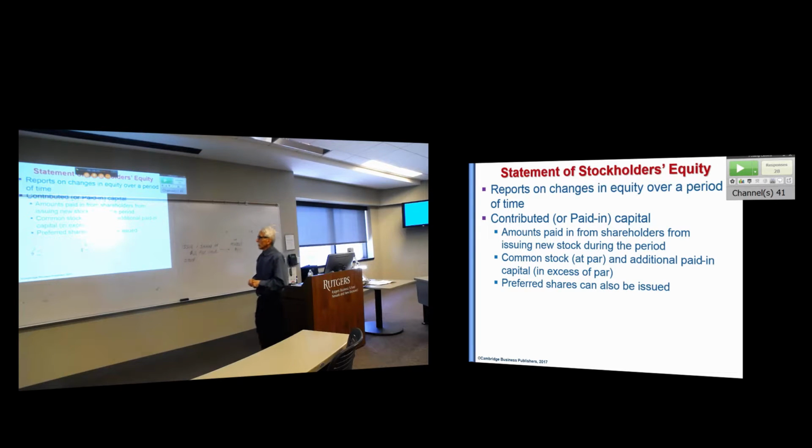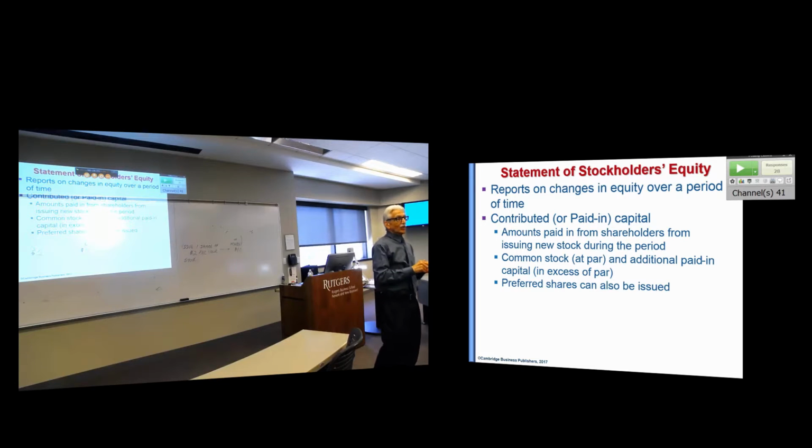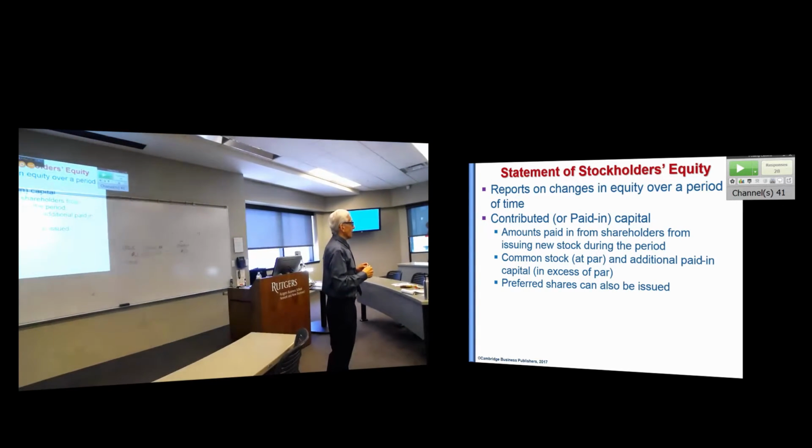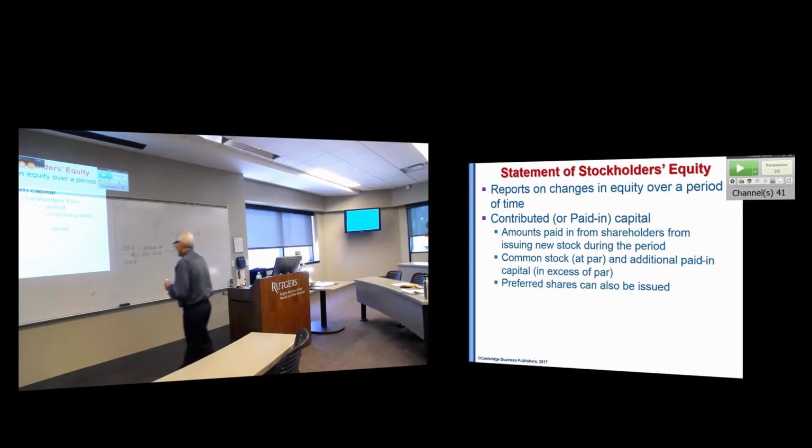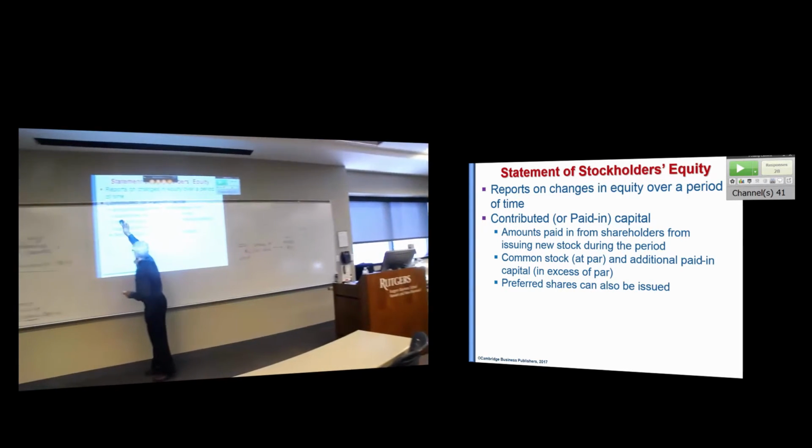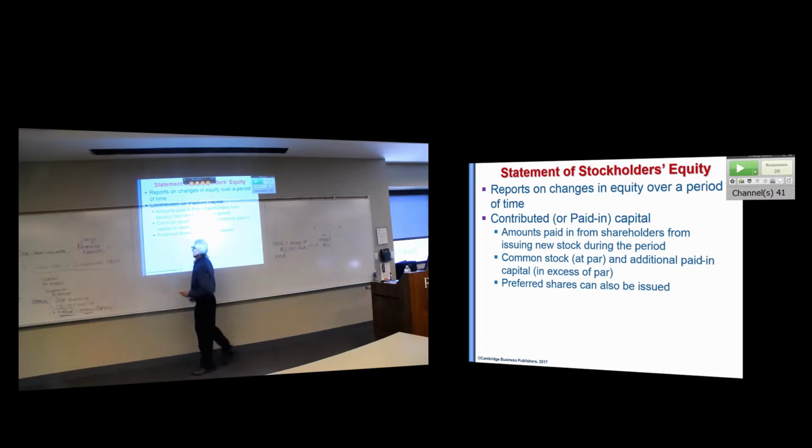Preferred shares. The two classes of stock you generally see are common and preferred. Preferred shares are a very, very small percentage of a company's new share issues. Does anyone know what their preferences are? Why are they preferred? They get dividends first. Yeah, dividends and assets in liquidation. So preferred shares have a dividend preference over common. That's the primary dividend preference over common.